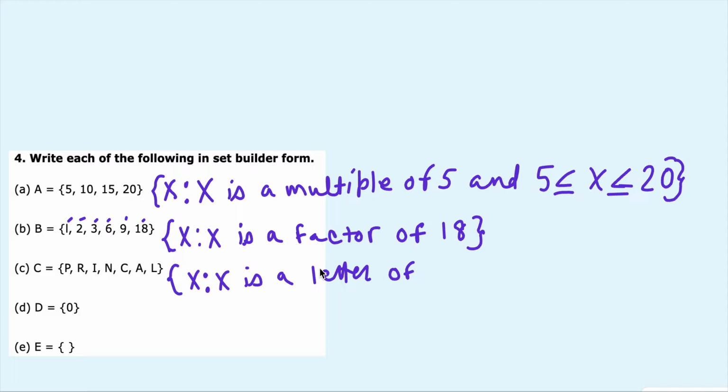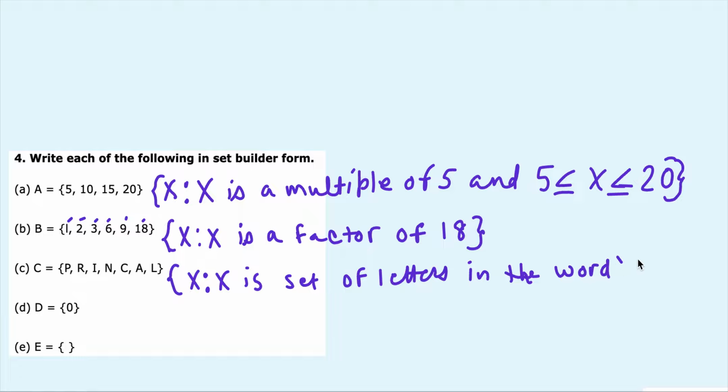Now let's try this again. So x is a set of letters, set of letters, word principal. Okay, so therefore we have to put the word principal in single quotation marks, 'principal', and then we just put single quotation again. Make sure you close it out with your braces.